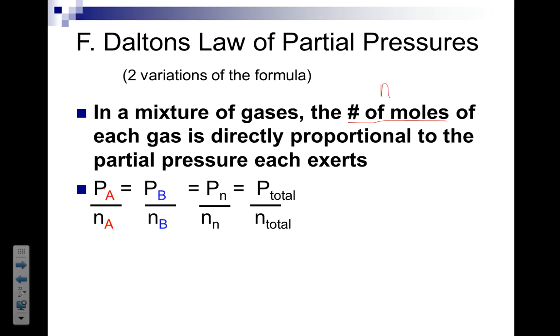So we can write this as the partial pressure of A divided by the moles of A is equivalent to the partial pressure of B divided by the moles of B, which is equivalent to the partial pressure of the nth gas divided by the moles of the nth gas.